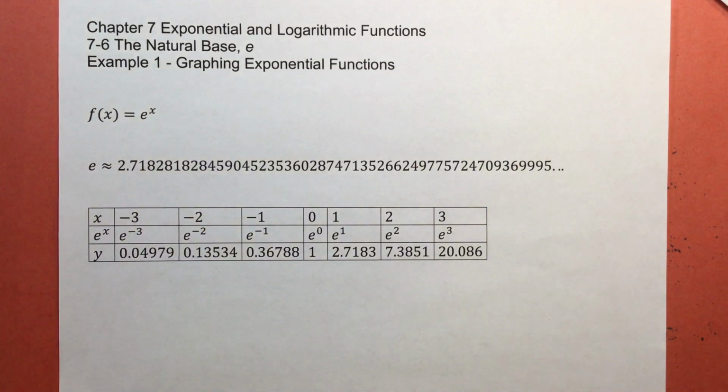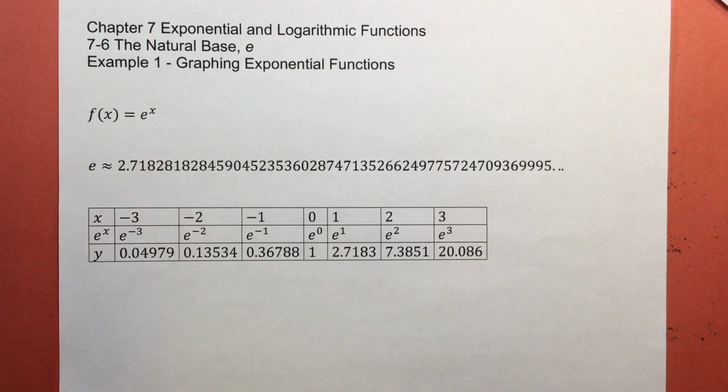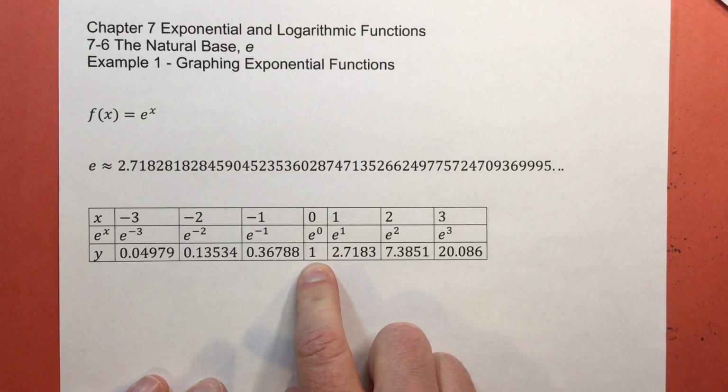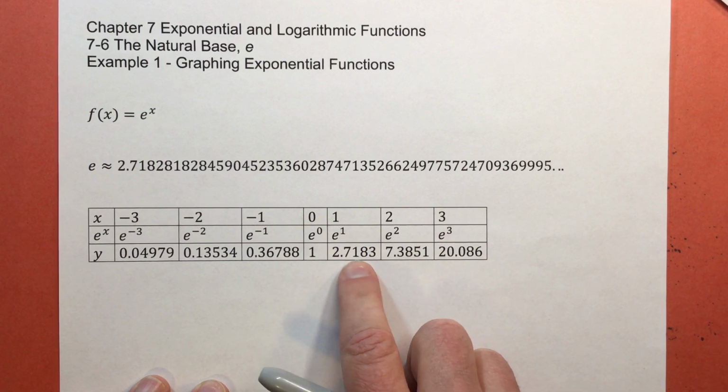So what are we going to need to know for this example? Well, all we're going to be doing is graphing the exponential function of this. So this table right here, have this written down somewhere. Here's what's important. Any number to the 0 power equals 1, except for 0. So e to the 0 power equals 1. And like I just showed you on the calculator, e to the first power is 2.718.